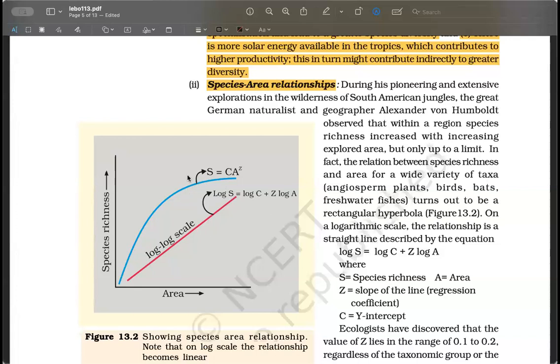And to make this graph a straight line, you can simply represent it on a logarithmic scale. So first, let's understand what this graph says. It gives you a formula: S is equal to C A raised to the power Z, right?